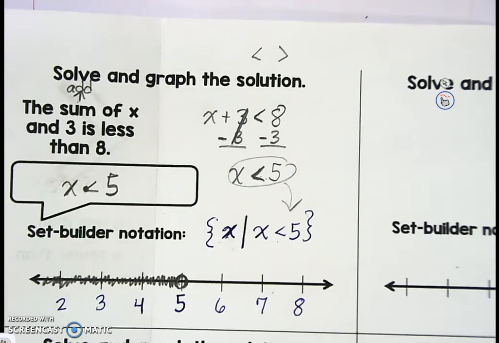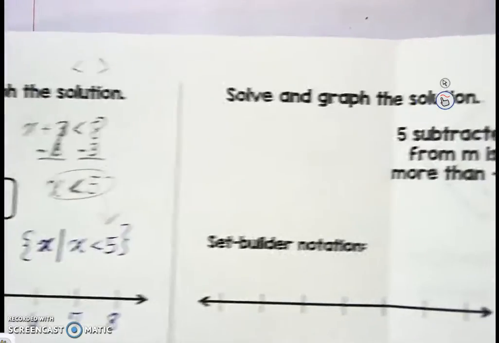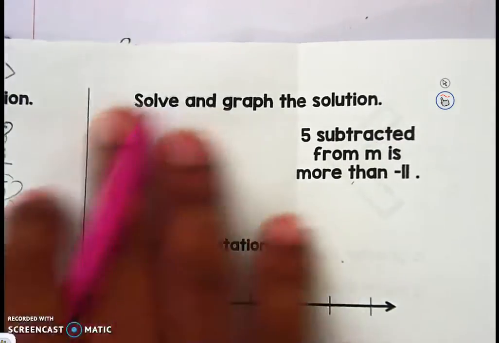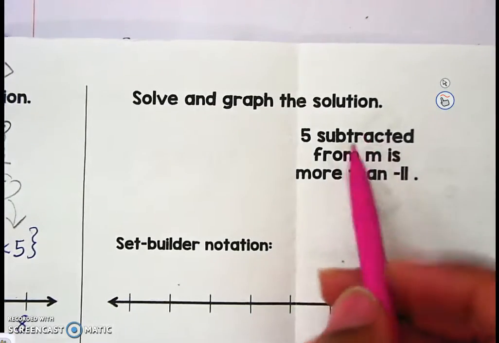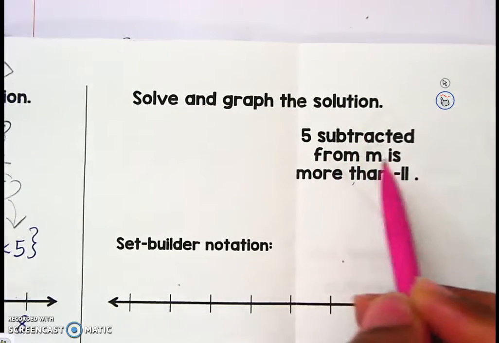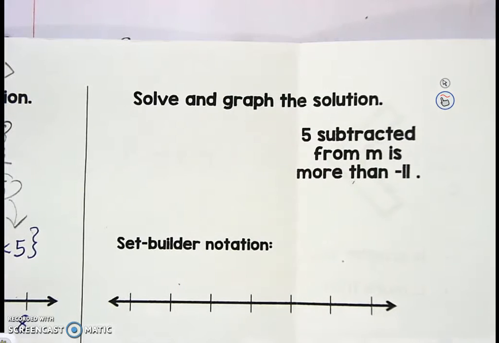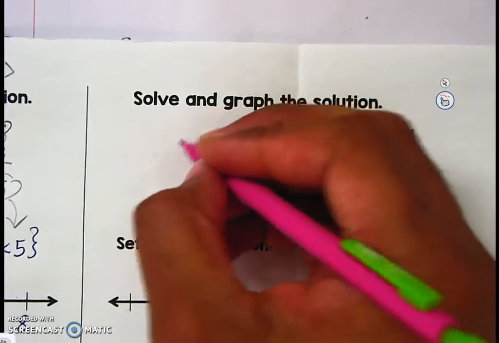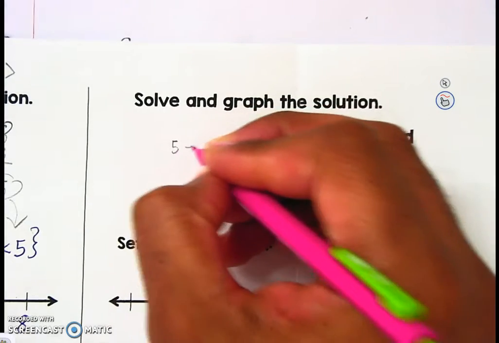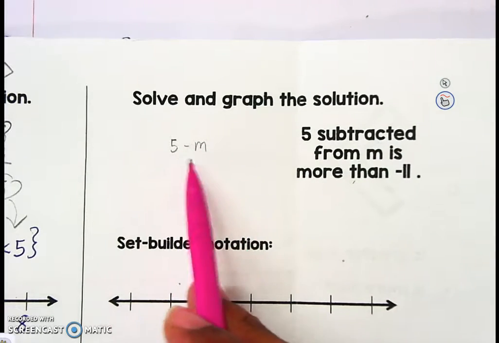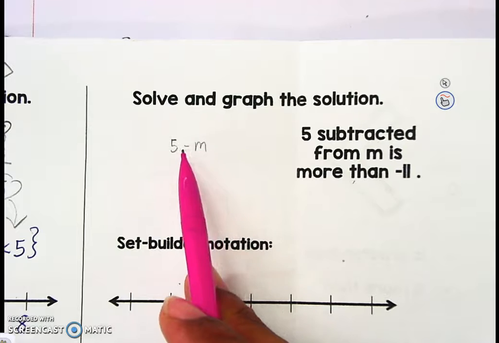Okay, so let's go on to the other side here, and let's do this one. Again, with the same directions. And this one says 5 subtracted from m is more than negative 11. So we're saying 5 is subtracted from m. So some people would do this. But does that show that 5 is subtracted from m, or m is subtracted from 5?